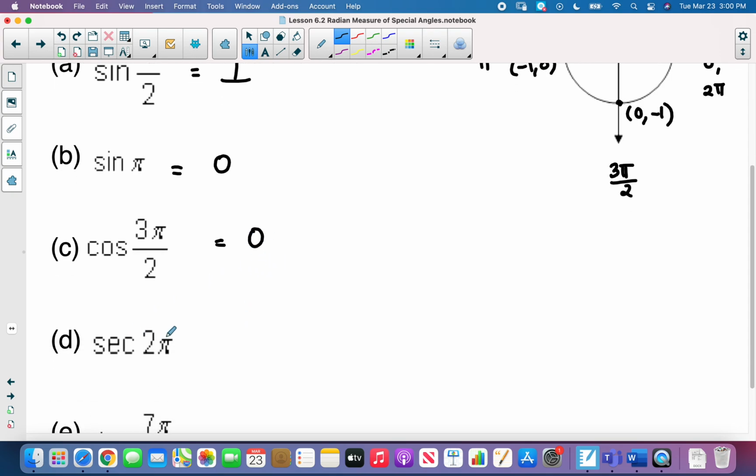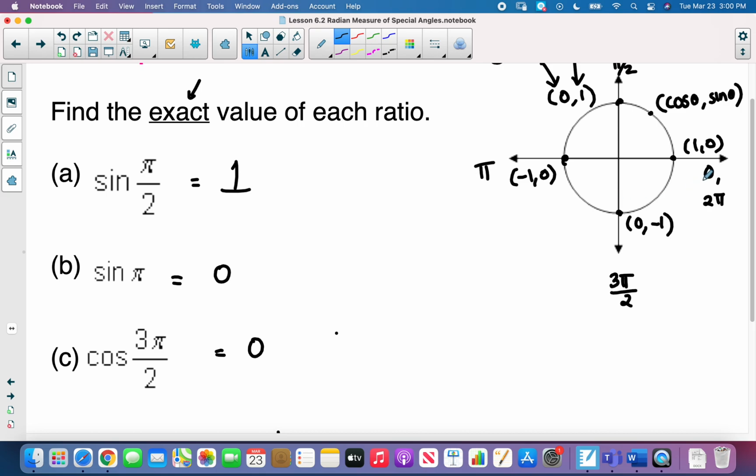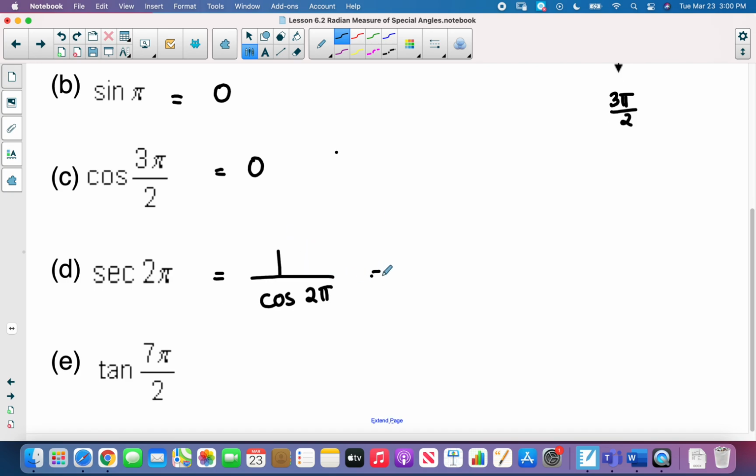Secant 2 pi. Secant is the reciprocal of cos theta, so it's written as 1 over cos 2 pi. So first let me find cos 2 pi. So 2 pi is right here, and this is cos of 2 pi, which is 1. So 1 over 1, which is 1.